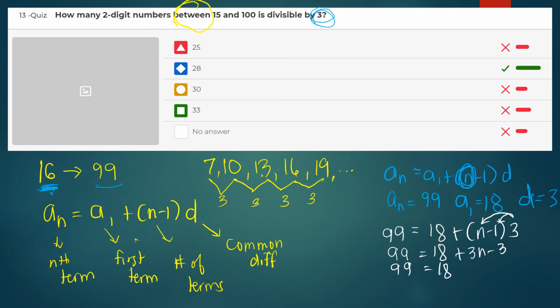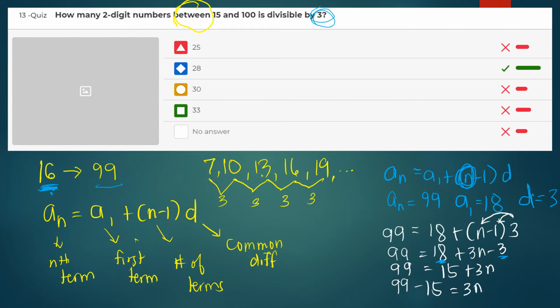So, 18 minus 3 will be, combined like terms na tayo. So, we have here 18. Ito yung dalawa. So, we have here 18 and then negative 3. That will give us 15 plus 3n.